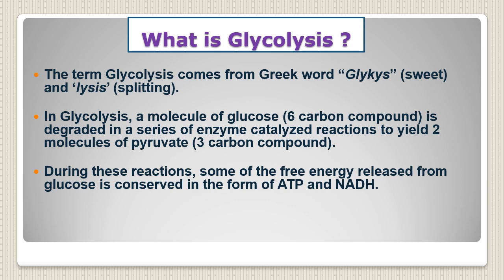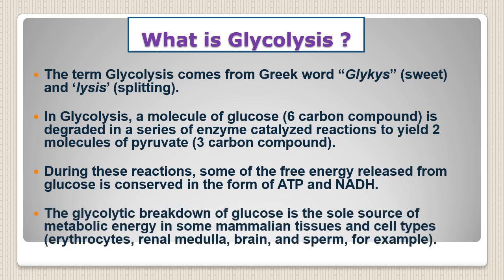In simple language, glycolysis can occur in our cell only when the cell gets sugar molecule or glucose through blood circulation after absorption of our digested food. This process is commonly undergone in almost every living organism as a first step of energy generation. Here you can see the last point: the glycolytic breakdown of glucose is the sole source of metabolic energy in some mammalian tissues and cell types, for example, erythrocytes, that means red blood cells, renal medulla, our brain, sperm cells, etc.